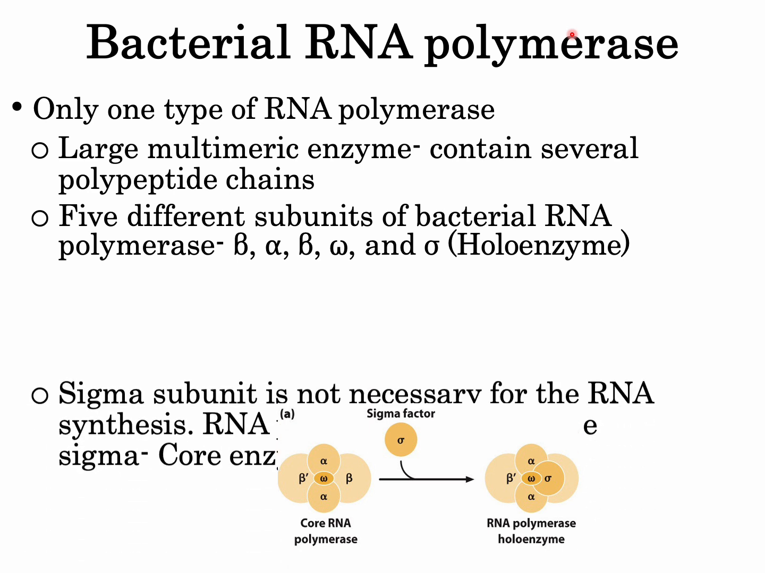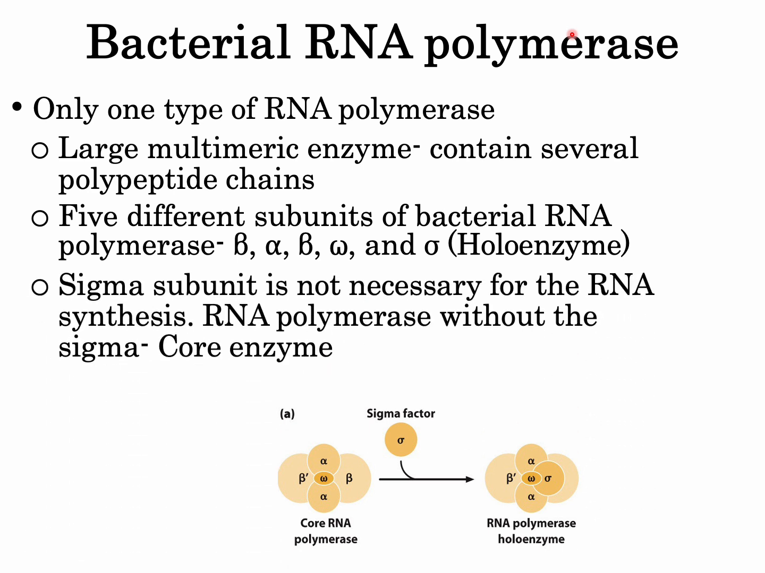But the sigma subunit of the bacterial RNA polymerase plays a crucial role, where this sigma subunit itself can recognize the promoter sequence located in DNA. The sigma subunit actually separates from the rest of the RNA polymerase, and it will scan the DNA to locate the promoter. RNA polymerase without the sigma subunit is called the core enzyme. So the core enzyme alone can synthesize RNA.